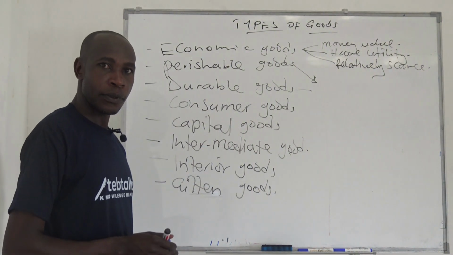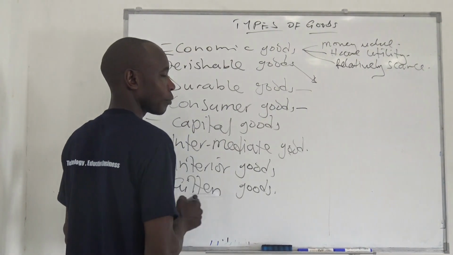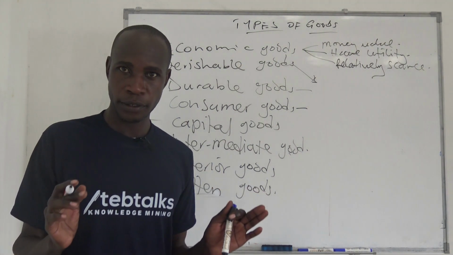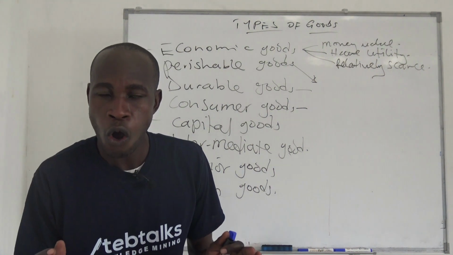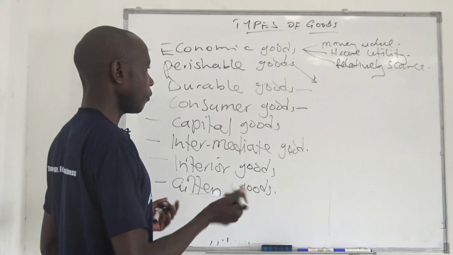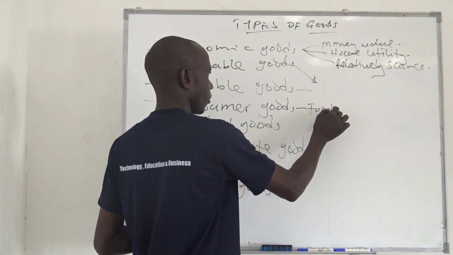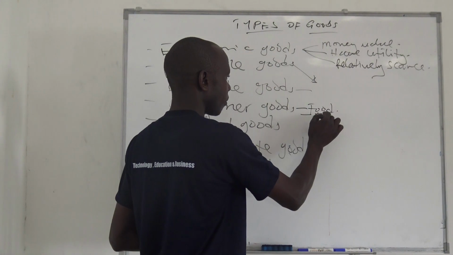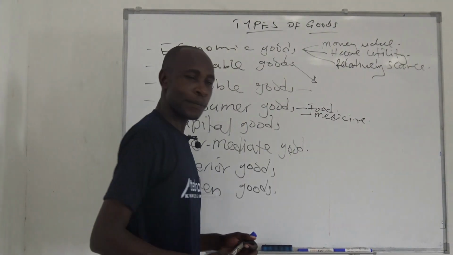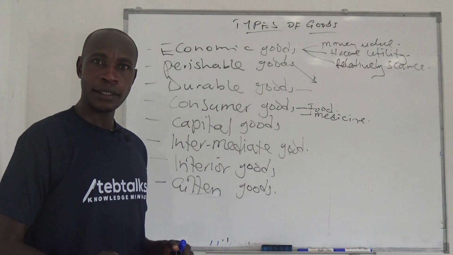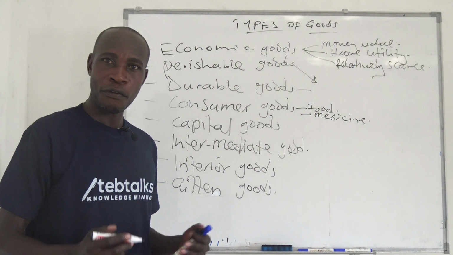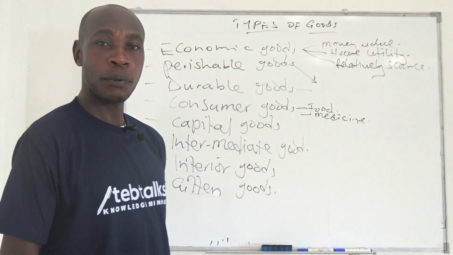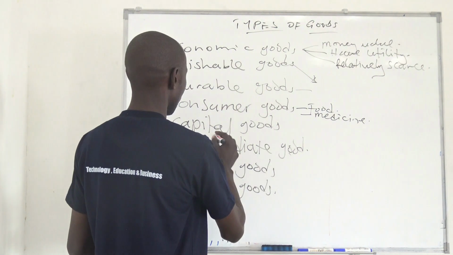Consumer goods. What do we say they are? These are goods which are ready for consumption. Do you remember that? Ready for consumption. Like what? Food. We also say the what? Medicine. Hey, people, you are good. Medicine. The other one? Food, medicine, ready for consumption. They no longer need to go any further processing stage. Then capital goods.